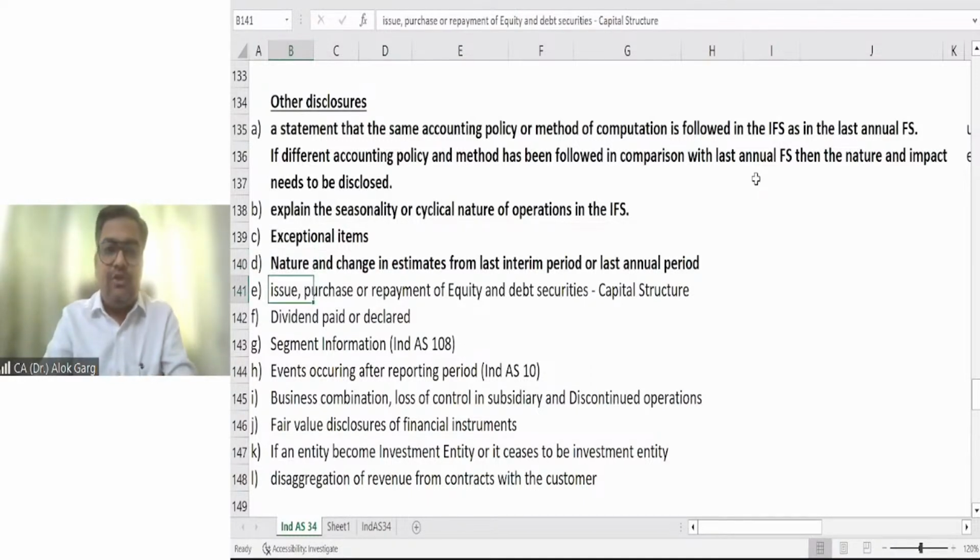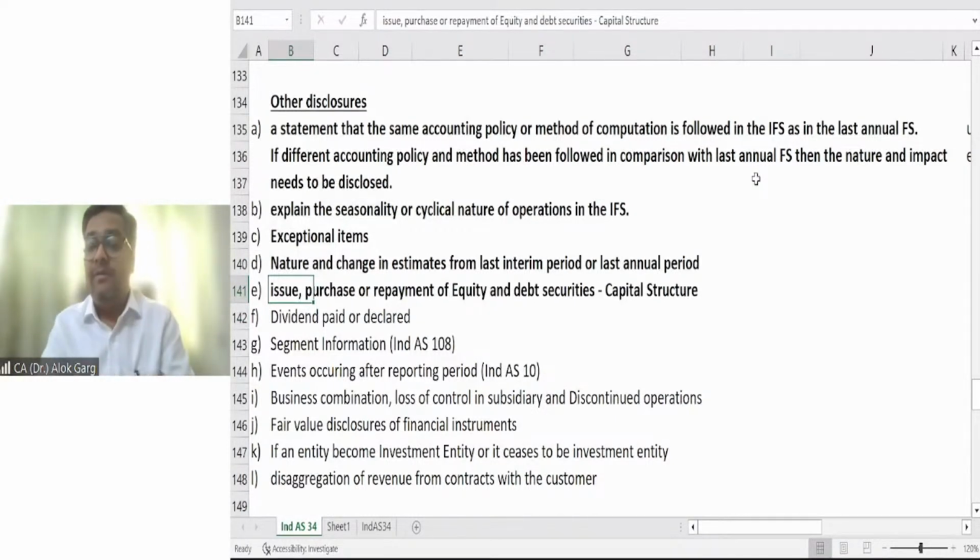Issue, purchase or repayment of equity and debt securities, right? This disclosure is related to capital structure. If the company has issued any equity shares, done any rights issue, done any buyback, or raised any commercial paper or non-convertible debenture, so if the company has done anything relating to the capital structure, meaning equity and borrowings, in that case, it is required to be disclosed.